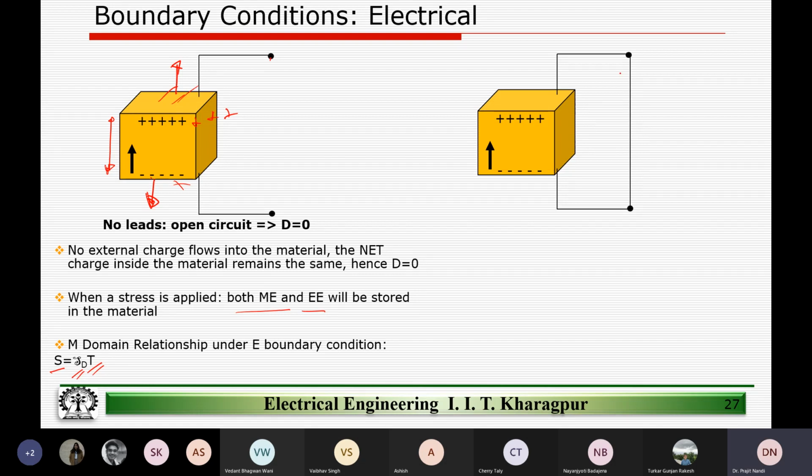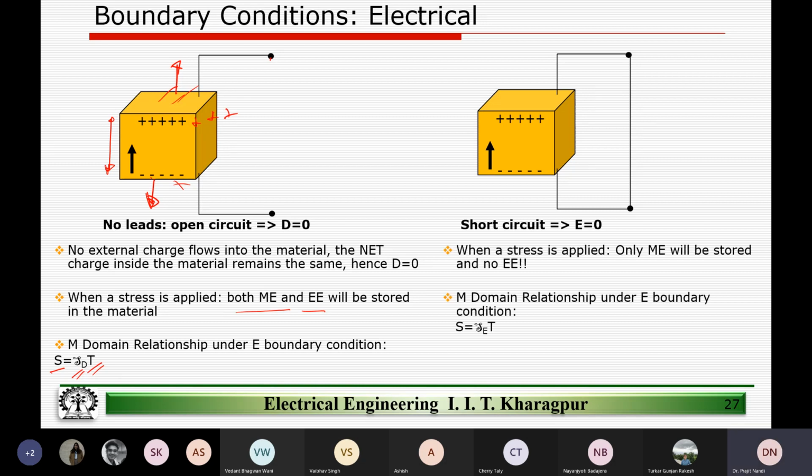That we are going to apply a force, the same force in the same direction, and the only difference is we have shorted these two terminals. So this is a short circuit. The first one is open circuit. This is short circuit, right?